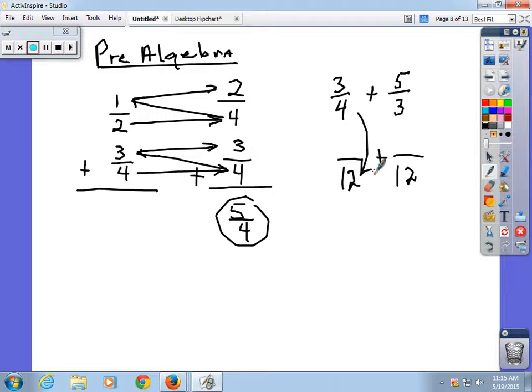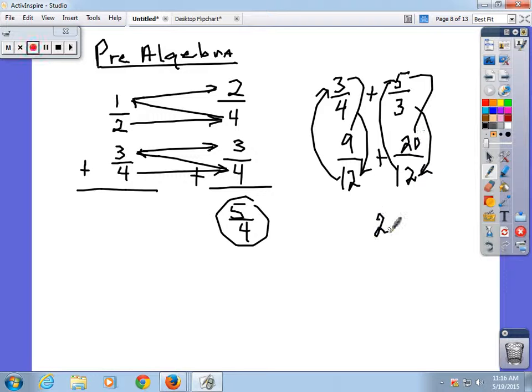4 will go into 12 3 times. 3 times 3 is 9. 3 will go into 12 4 times. 4 times 5 is 20. What's our answer? 29 over 12. Some of you do that. I don't care which one you do, just so long as you know what to do. Alright?